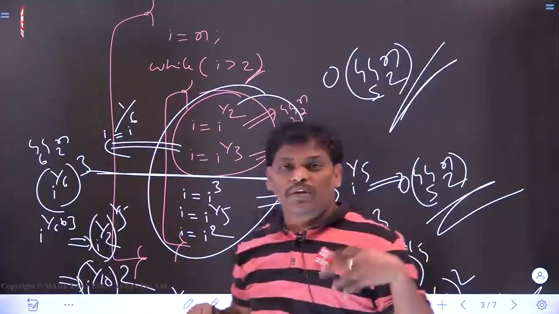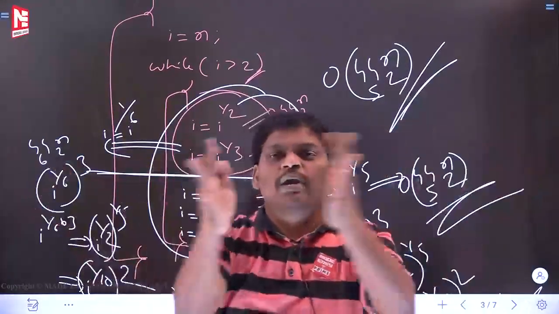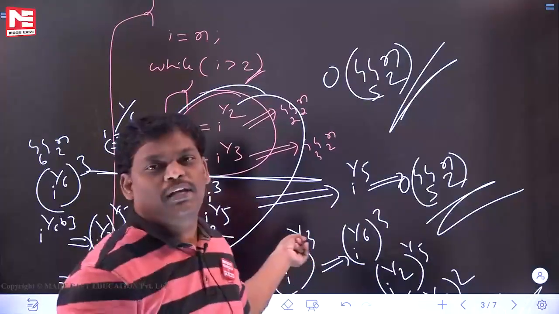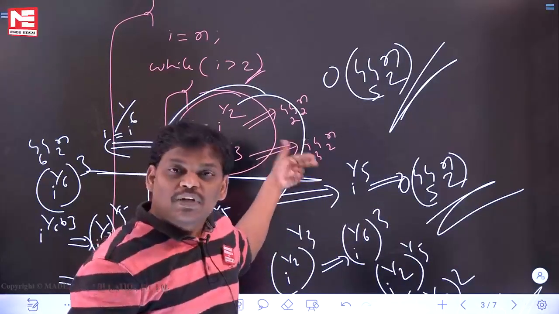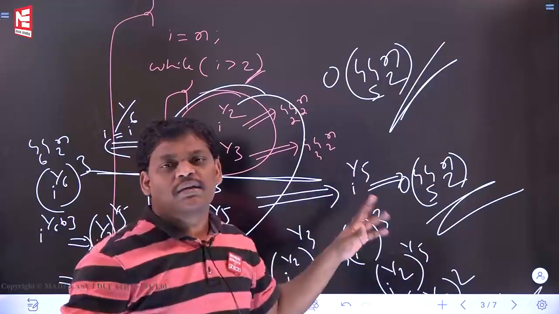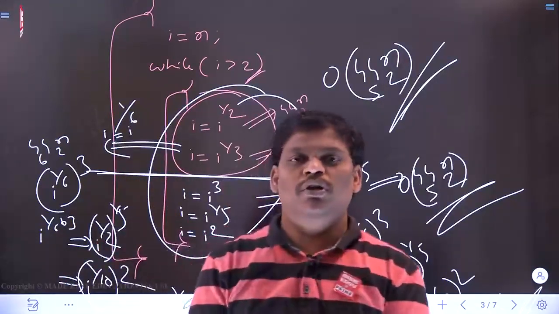Previous problem, this problem different. Previous two problems I combined once, then it became like this. Because they are reverse to each other, they will cancel each other. Finally, some value will be there. That one you have to take care.